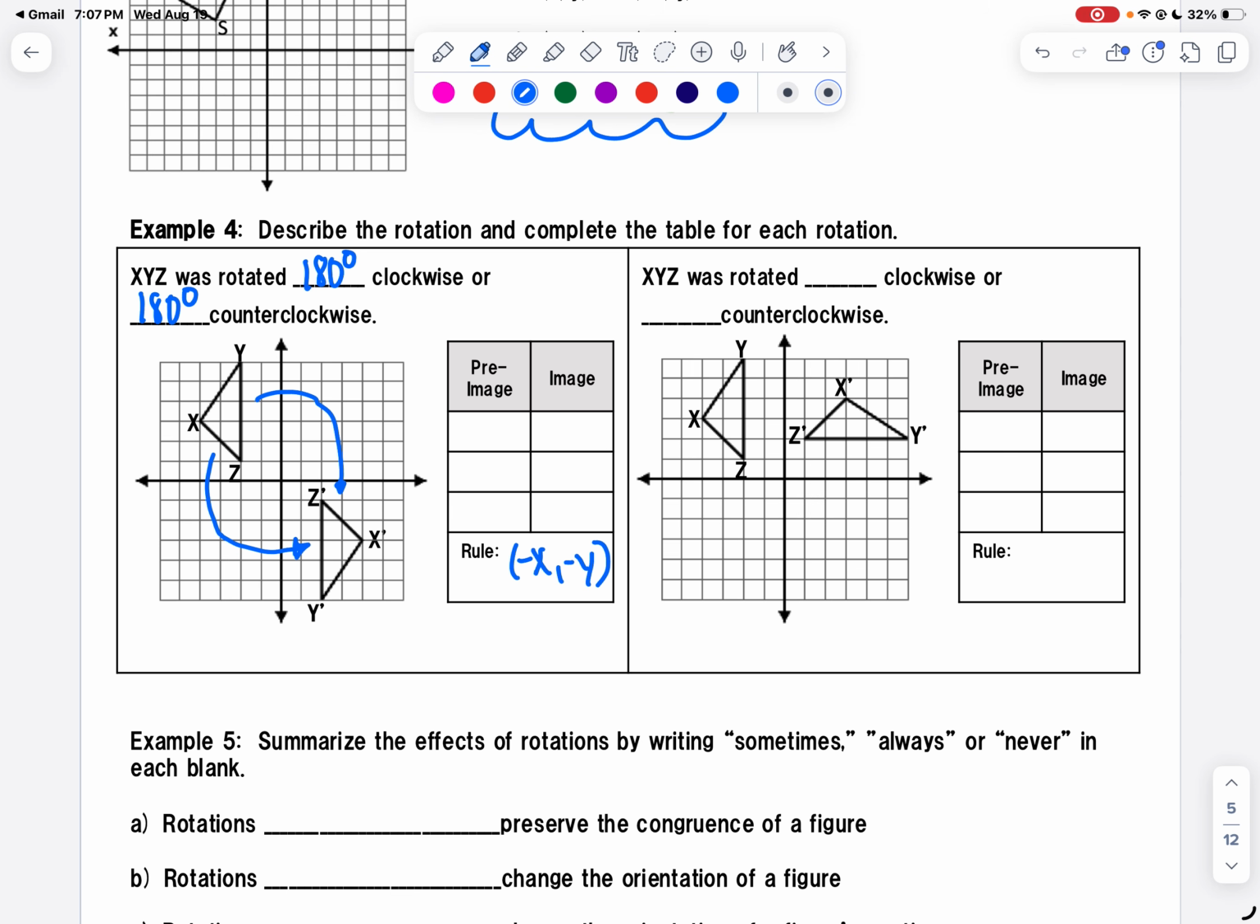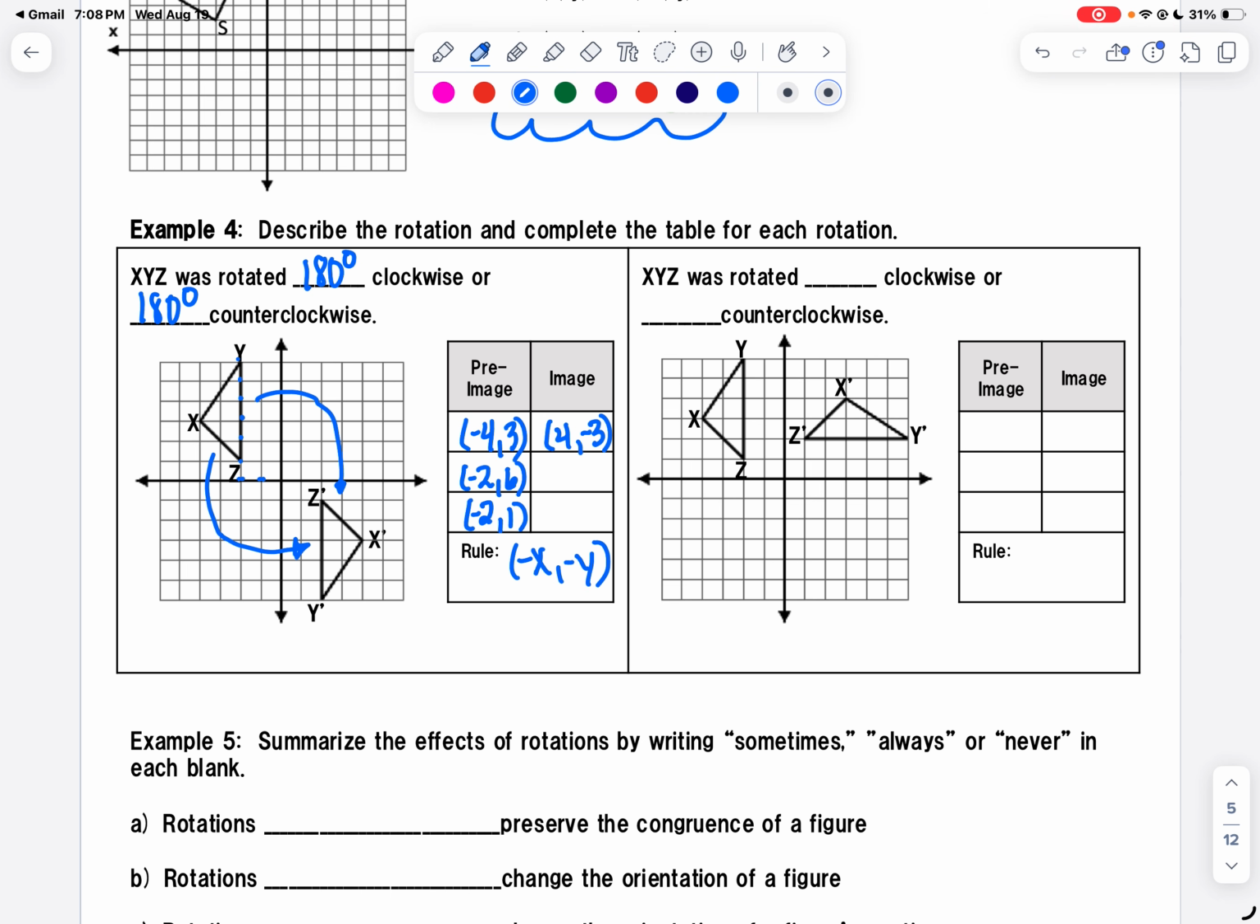So our pre-image, 1, 2, 3, 4, 1, 2, 3. X was at (-4, 3). Y was at (-2, 6). And Z was at (-2, 1). So if I apply that rule, I would take opposite x, opposite y. So my image would have to be at (4, -3).